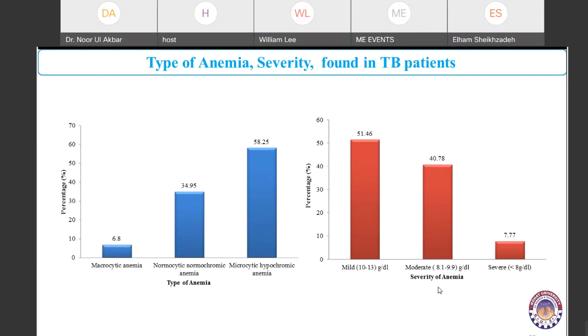The severity of anemia was also checked. The mild condition, 10 to 13 grams per deciliter, was 51.4%, followed by moderate at 40.78%, and severe at 7.77%.